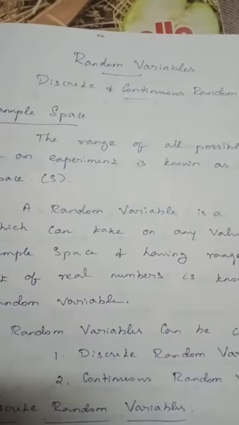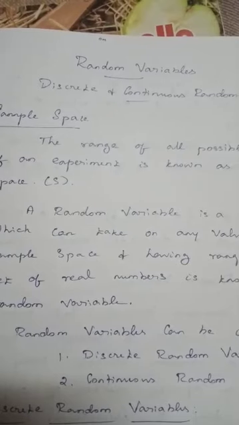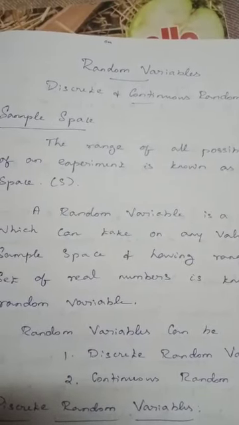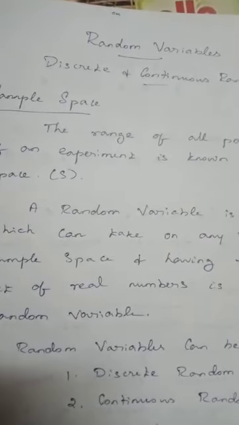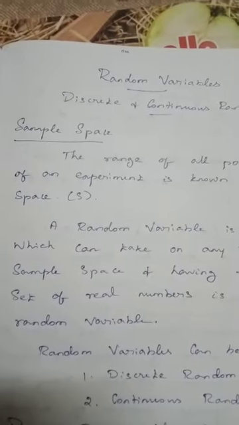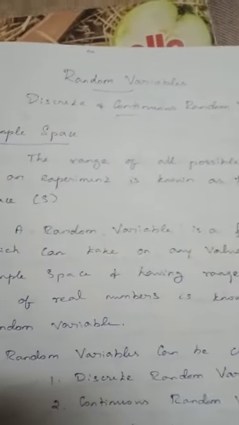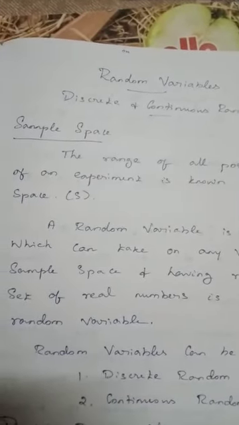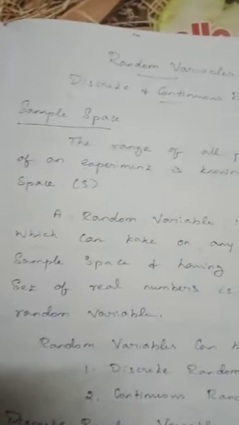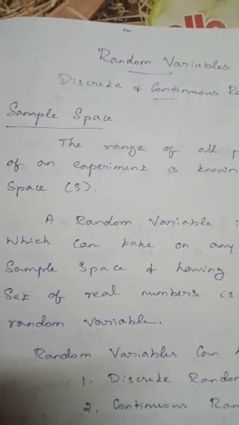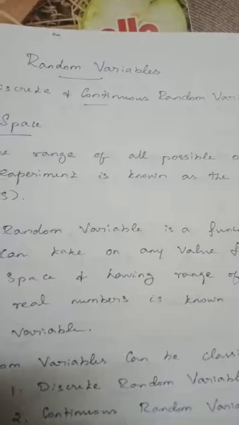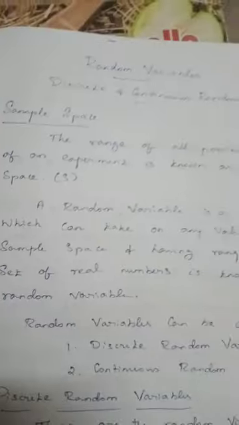For example, if we toss a coin, what do you get? Either you get head or tail. So the sample space is S equal to {H, T}. That is, either you get H or you get T, that is tail. So this is called a sample space. I repeat, the range of all possible outcomes of an experiment. Here the experiment is tossing a coin, so the possible outcomes are H, T. This is called the sample space.